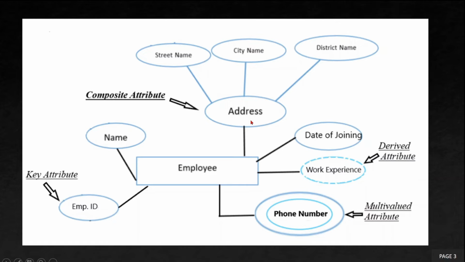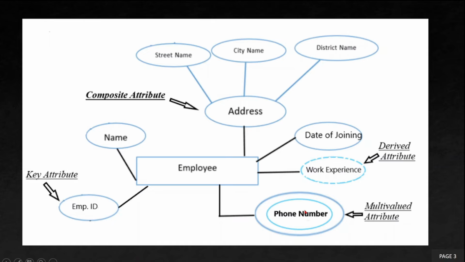Here we have address, which is a composite attribute, because the address can be further broken down into street name, city, district name, in some cases zip code and state. You also have date of joining, and you have work experience, which is a derived attribute. The work experience can be derived from the date of joining.